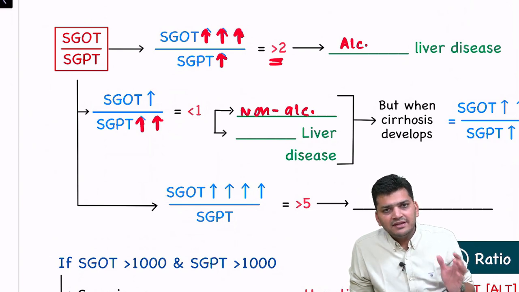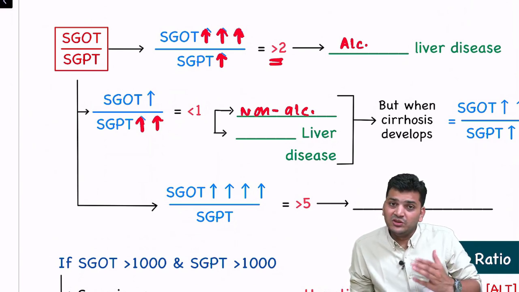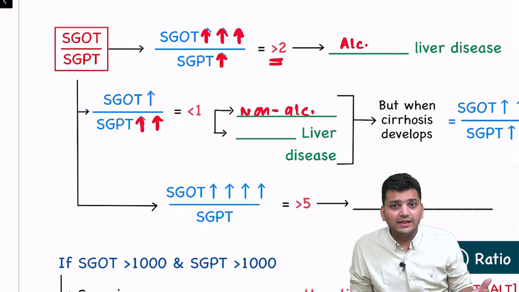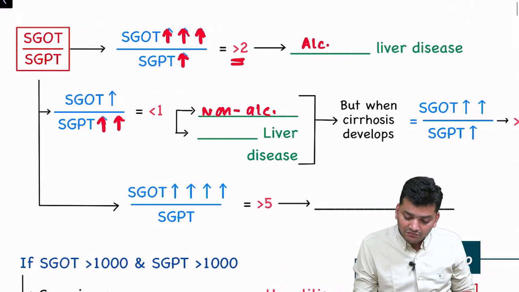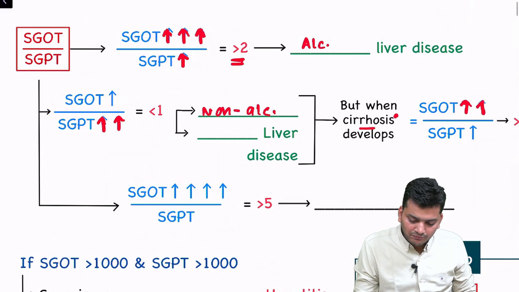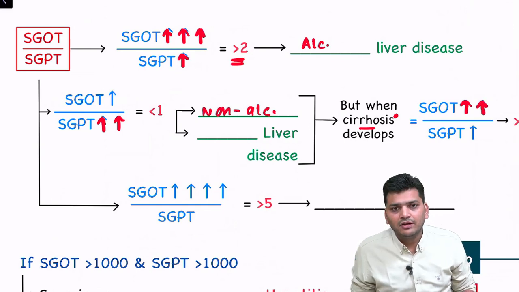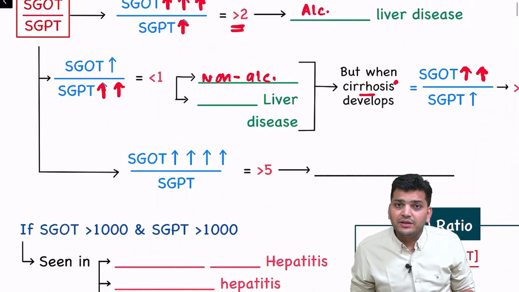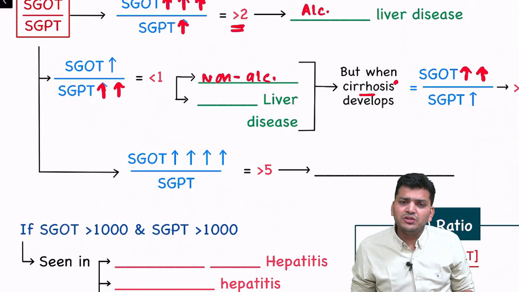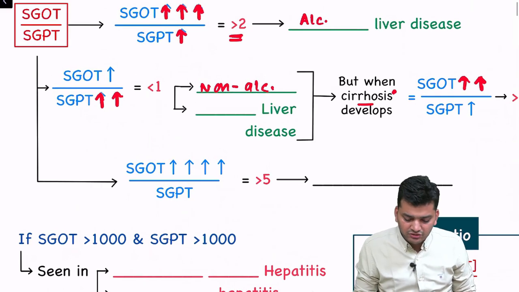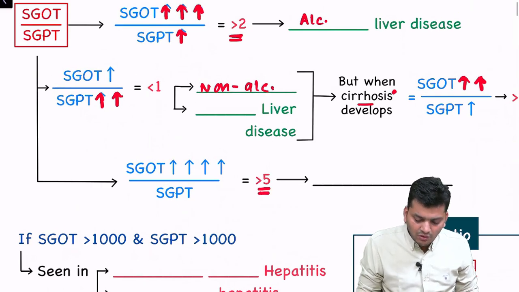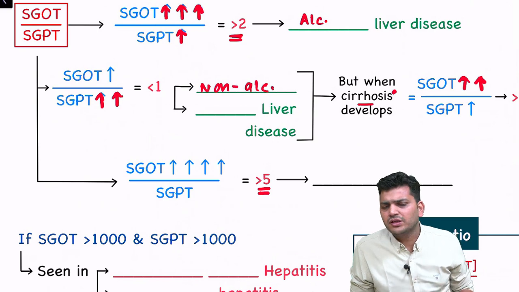initially the SGPT will be very high, but we know that hepatitis B or C can lead to cirrhosis of the liver. So if cirrhosis develops, then the SGOT will be higher, even in the non-alcoholic condition. If SGOT and SGPT are deranged and SGOT is significantly increased, meaning the ratio is more than 5, how is it possible that SGOT is so significantly increased?